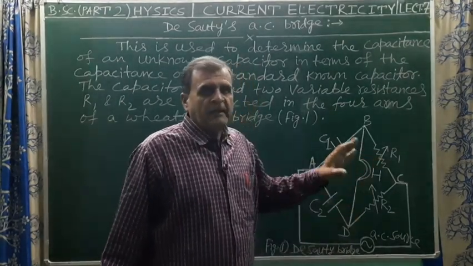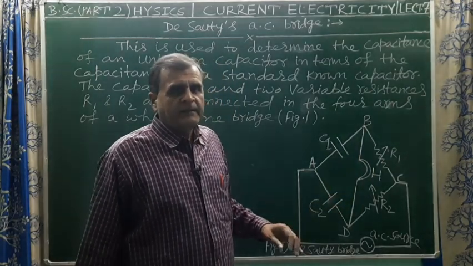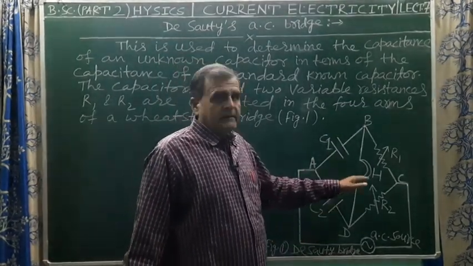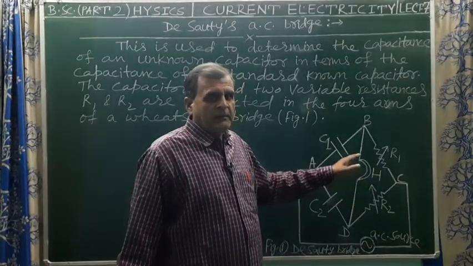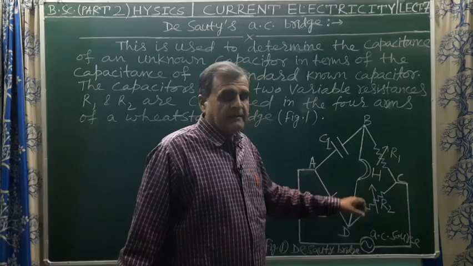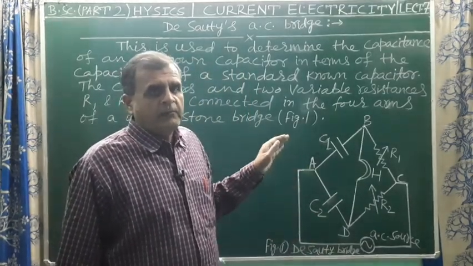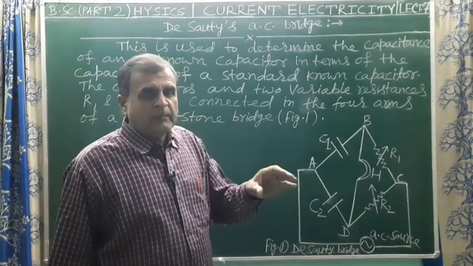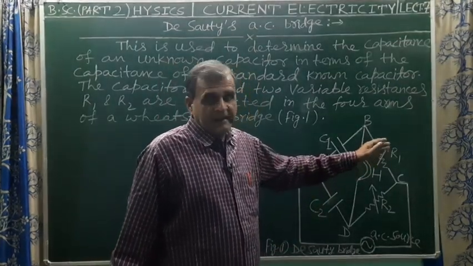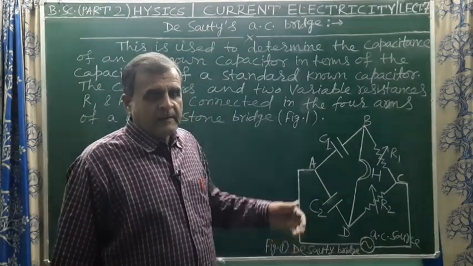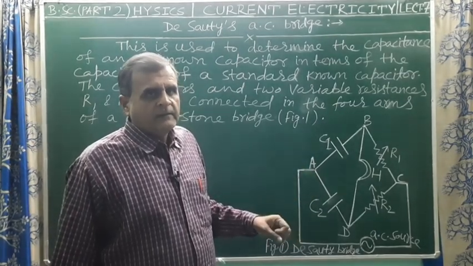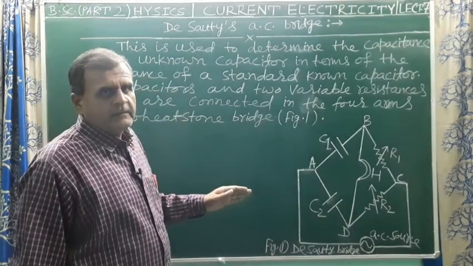वेरिएबल रेजिस्टेंस R1 को उस समय तक वैरी किया जाता है, उसके वैल्यू को उस समय तक चेंज किया जाता है जब तक कि हेडफोन, जो कि Sauty ब्रिज के डायगोनल आर्म में B एंड D जंक्शंस के बीच कनेक्टेड है, उसमें साउंड मिनिमम ना हो जाए. दैट इज जब तक बैलेंस कंडीशन ऑब्टेन ना हो जाए, इन द बैलेंस पोजीशन.